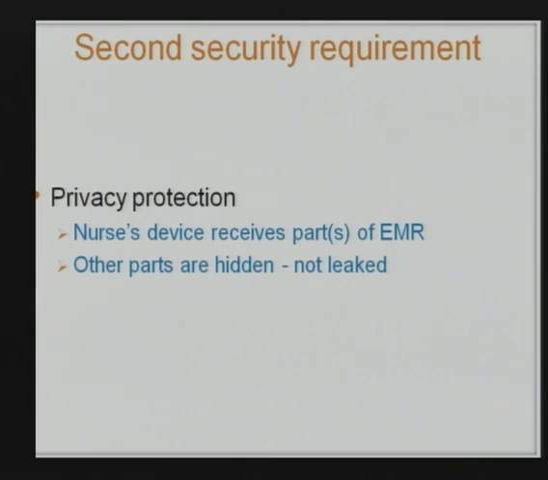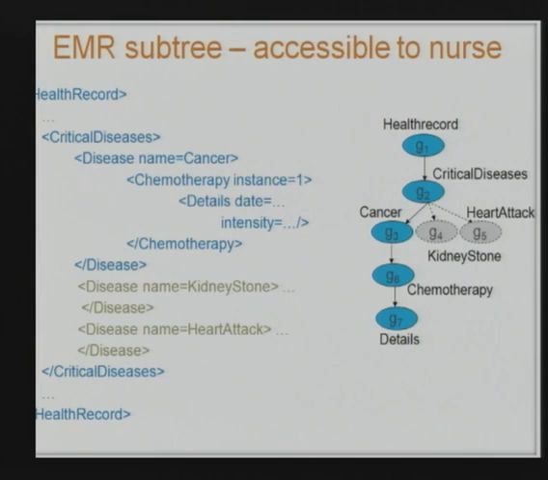So the second threat leads us to the second security requirement, that privacy protection must be enforced. The nurse's device should only receive parts of the EMR that it is supposed to receive. The other parts are hidden. So in this case, if a nurse is allowed to carry out a treatment of cancer, then it should only receive the highlighted subtree G1, G2, G3, G6, and G7. It should not receive G4 and G5.